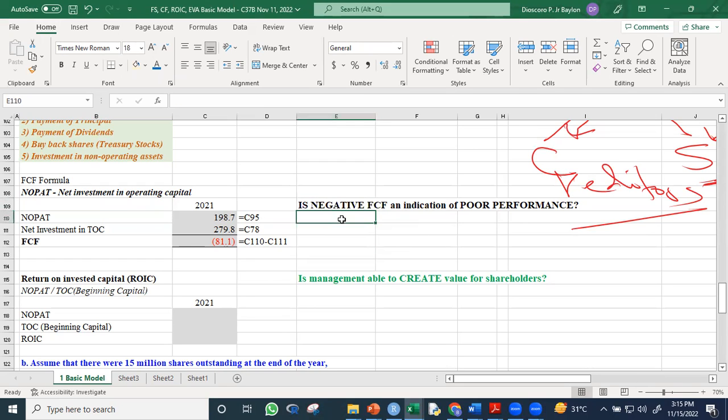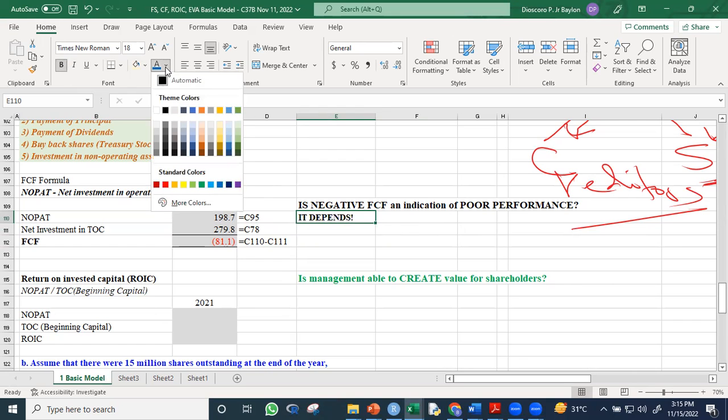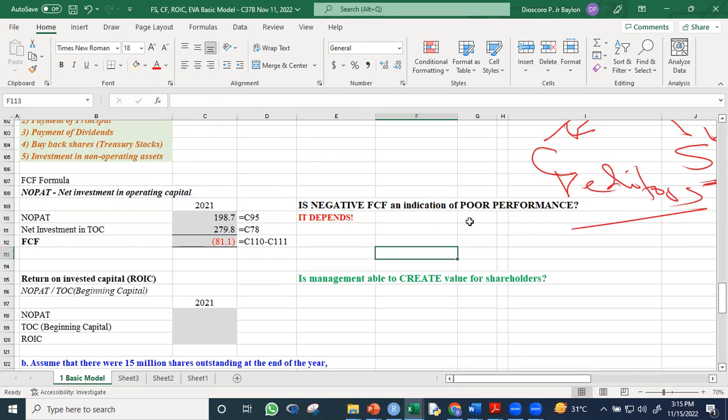Okay, the answer, class, is it depends. Not necessarily. It can be, or it's not also an indicator of poor performance. So what do I mean by it depends? Just take note that free cash flow gets its values from two items here: NOPAT and net investment in TOC. So free cash flow, if it's negative, can also be indicative of a good performance.